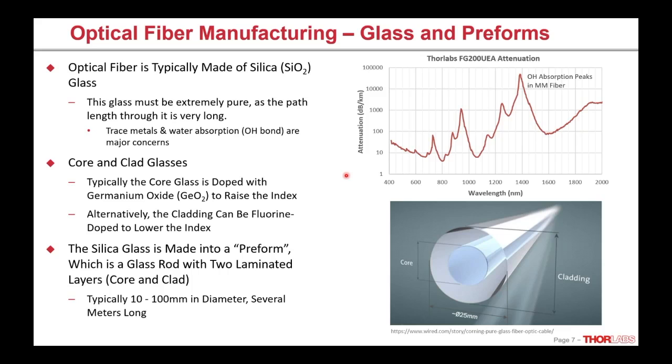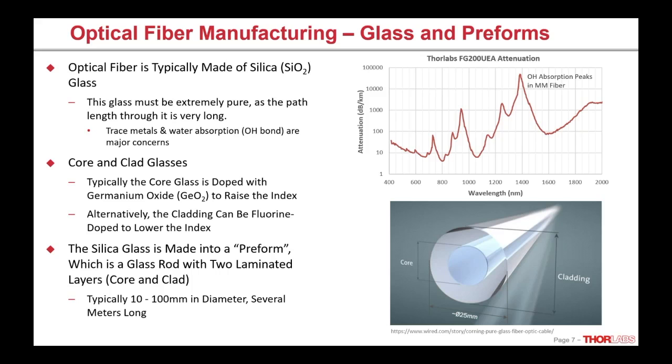And we take these two glasses and we make what we call a preform. Preform is basically like a giant version of the fiber, something like 10 to 100 millimeters in diameter, most commonly about 25 millimeters in diameter, and up to several meters long. So a big glass rod, and it has the core clad structure built in. And from there, we take the preform and we turn it into fiber.